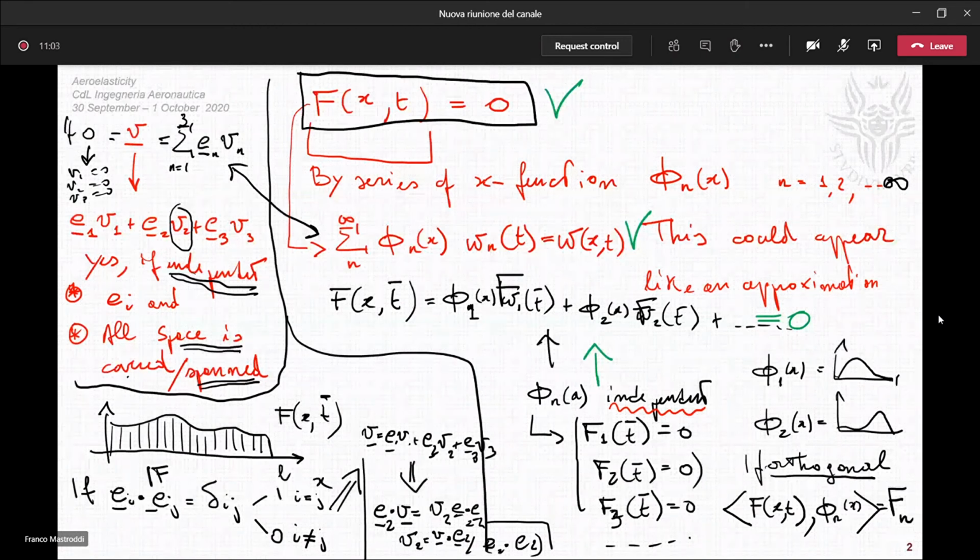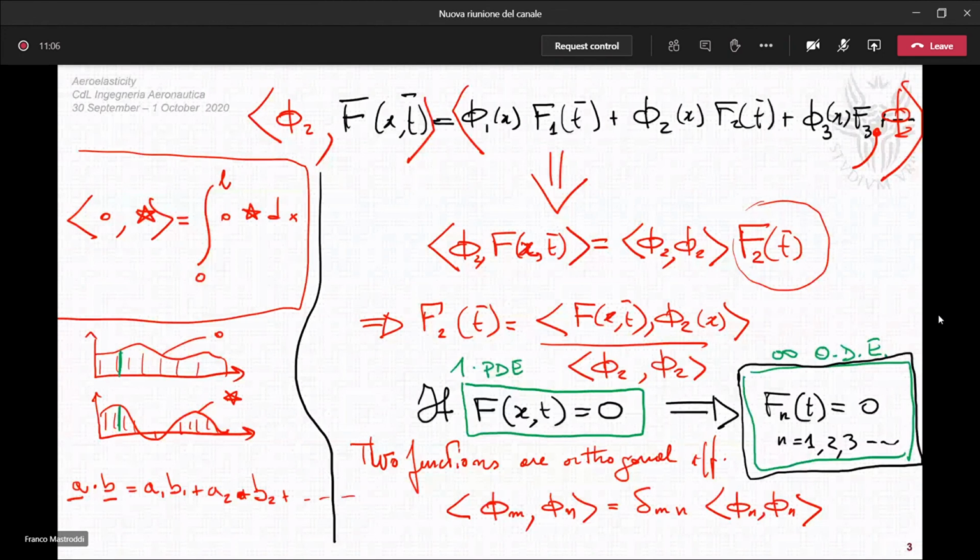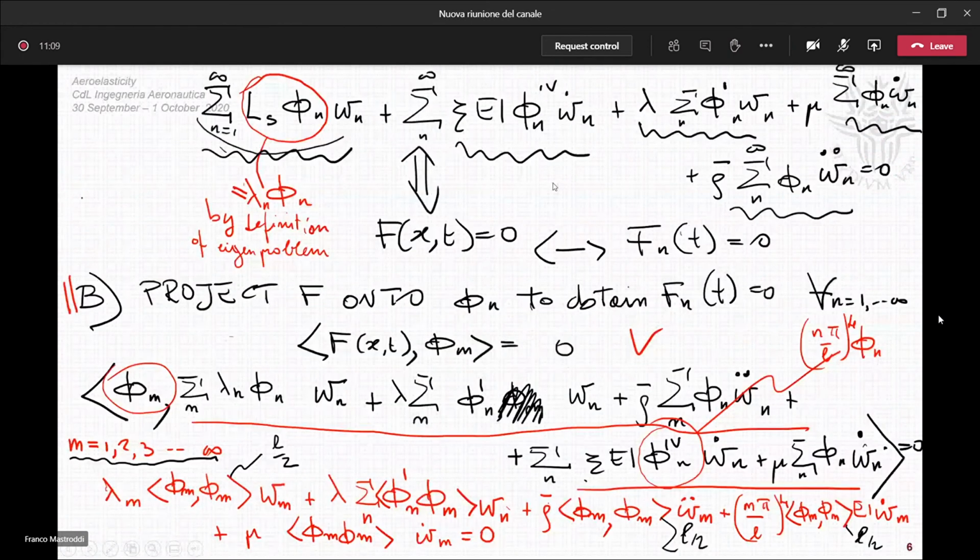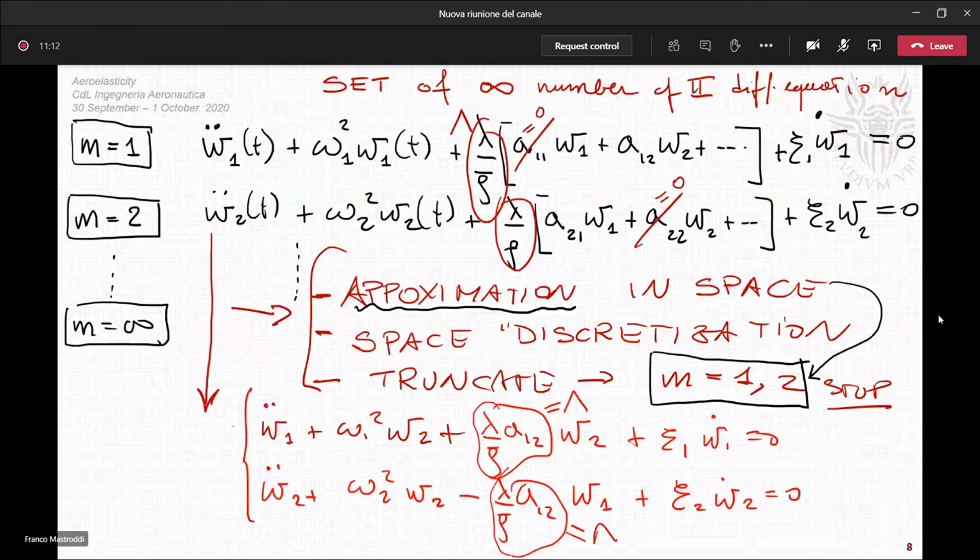Okay? After this, up to now, the procedure is exact. No approximation on transforming a partial differential equation to an infinite number of ordinary differential equations. The approximation arises only when you truncate and you decide to use only a limited set of these equations. Consider only the first 1, 2, 3, 4, 5 equations. Okay?